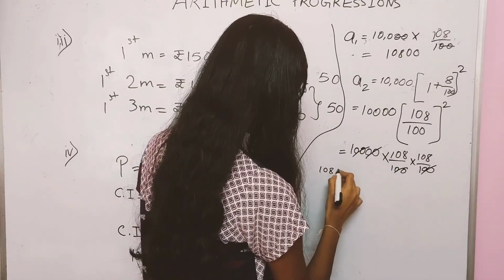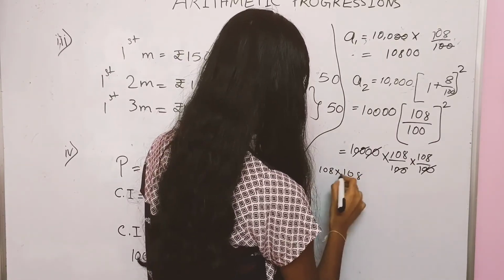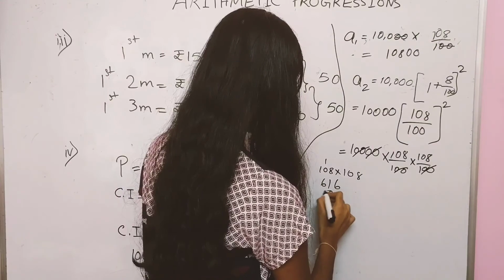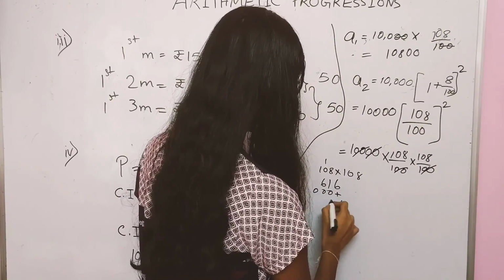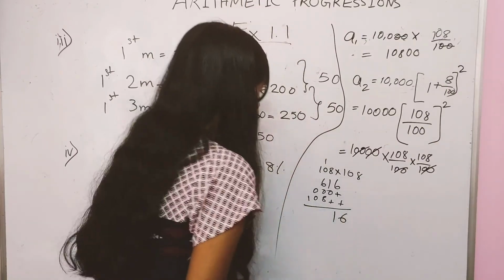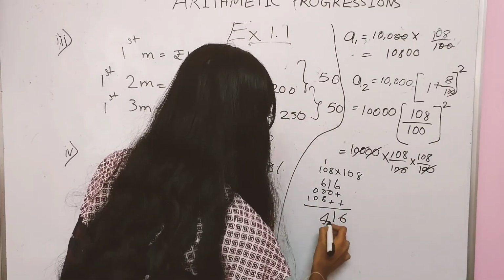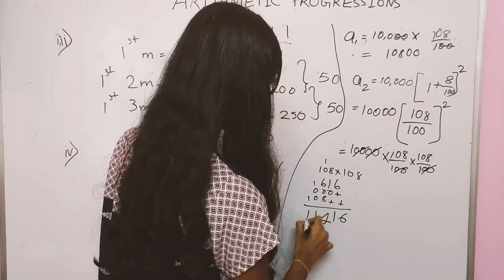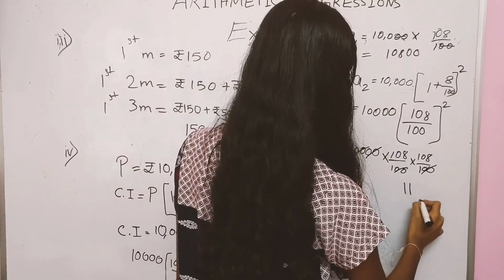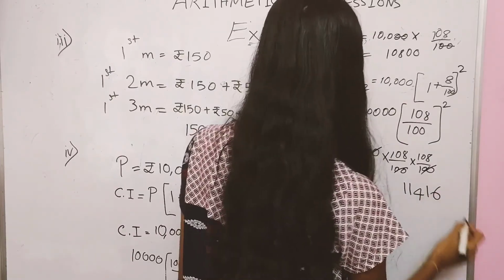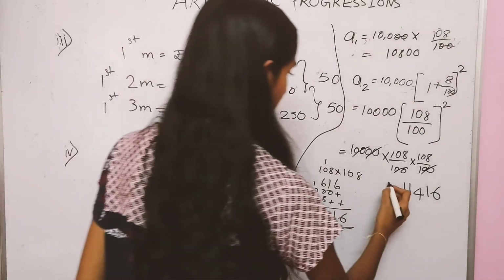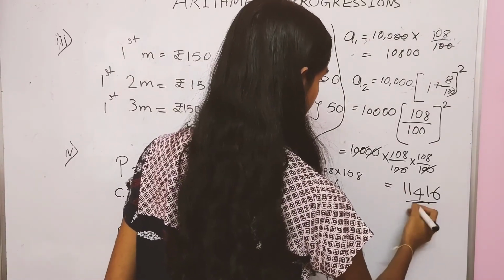How much is it? 16, zeros, 8 plus 6, 4. 11,664. The second term is, okay, I got the second term.